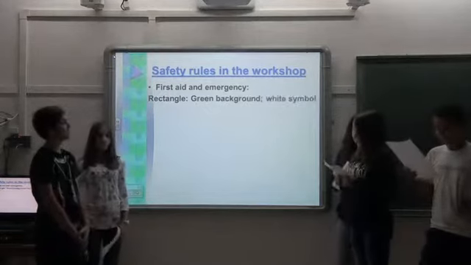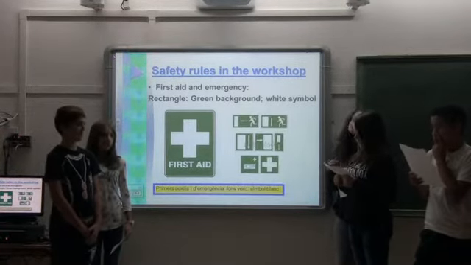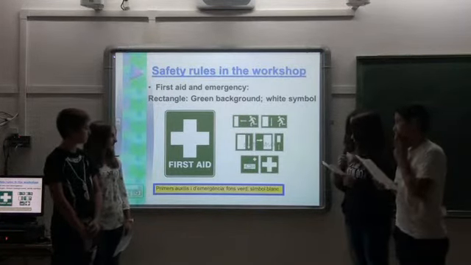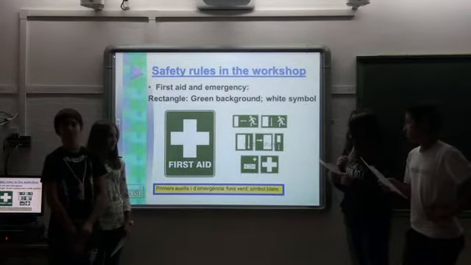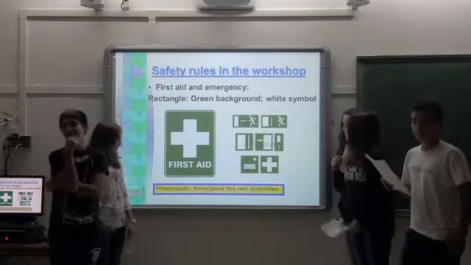The first aid and emergency sign is a rectangle with a green background and a white symbol. In the example, there is a white cross. This means that there is a medical kit close by. There are more examples of first aid and emergency signs here.